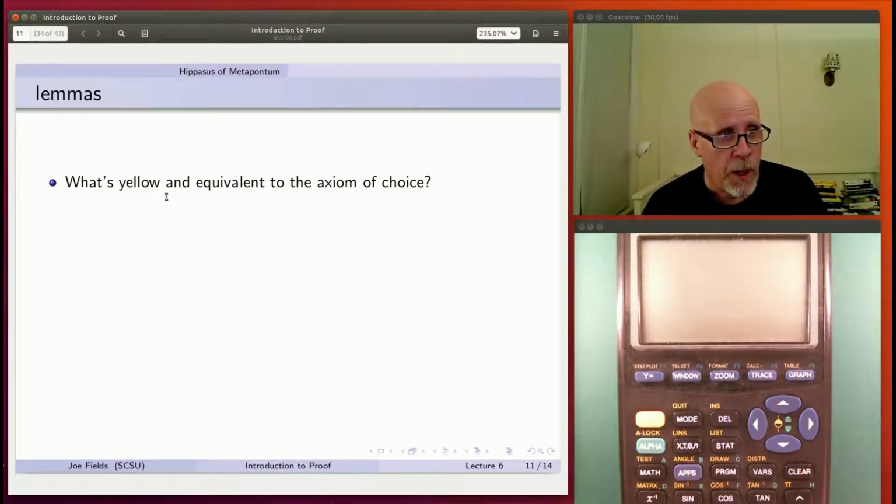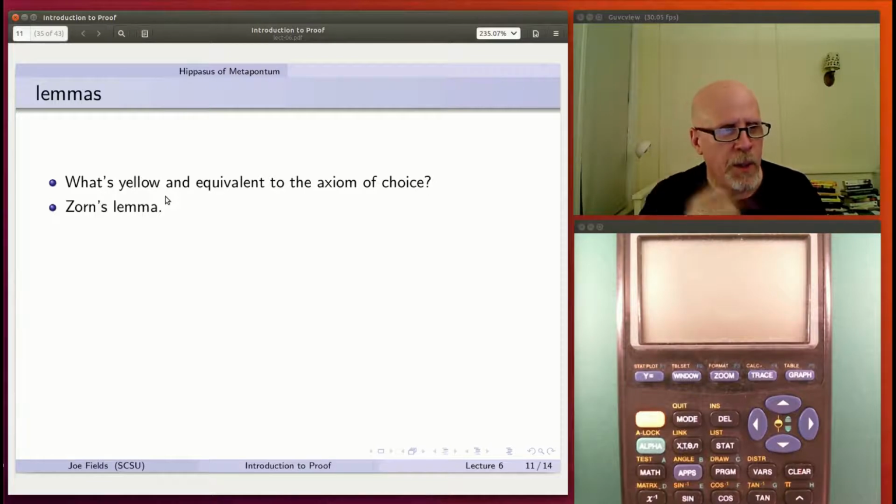So this is one of a series of fairly bad math jokes that I plan to subject you to during these lectures. What's yellow and equivalent to the axiom of choice? Zorn's lemon. It's supposed to say Zorn's lemon.